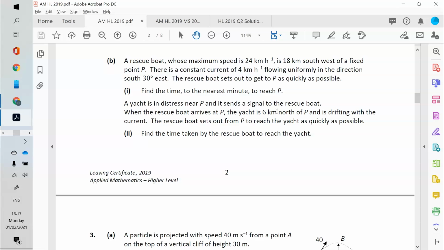The next part of part B introduces a second boat, this time a yacht, and this boat is in distress somewhere near P, and it sends a signal to this rescue boat. By the time the rescue boat gets back to P, this yacht is 6 kilometers due north of P and is drifting with the current. So the rescue boat has to try to reach that yacht as quickly as it possibly can.